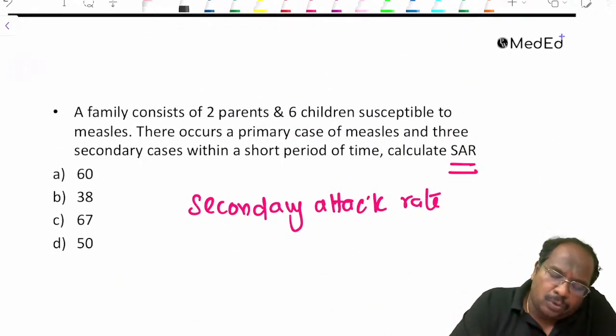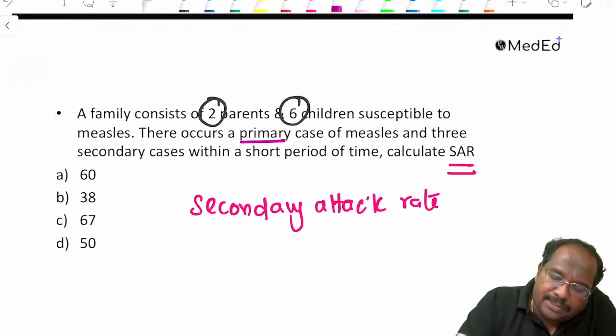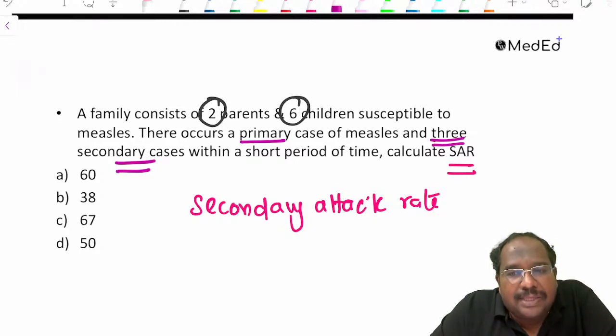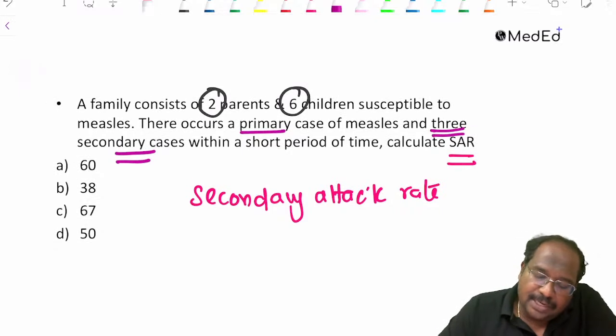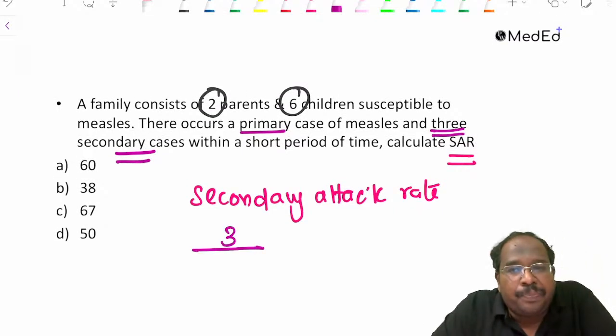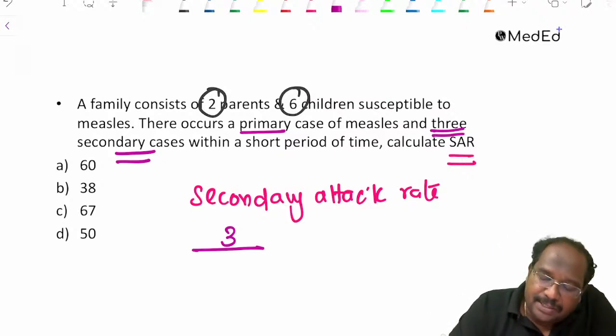There are 2 parents and 6 children. Can you tell me what is the answer? Among them one is the primary case, and following exposure to the primary case, 3 more cases have been reported. So what is the answer? First, the number of new cases: how many are the new cases? 3. What is the denominator? We have to exclude the primary case. Remaining, how many people are there? 7. But look here, this is measles.